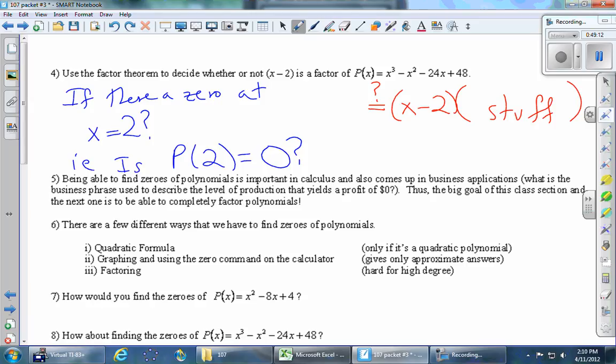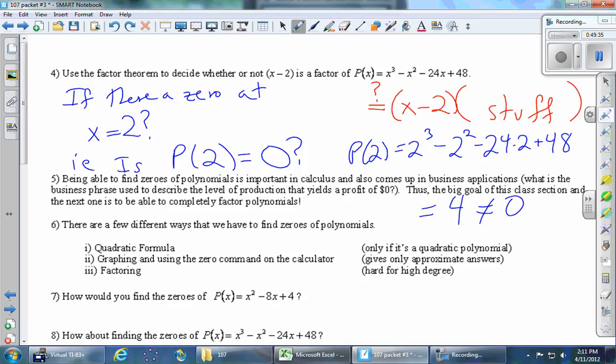Can we just get an answer and then we'll call it a day? So plugging 2 into all that stuff. What's it equal to? It's equal to 4. Was it equal to 0? No. Is x minus 2 a factor? No. Without doing any factoring, we can know it is definitely not a factor. And that's a whole lot easier than what we're going to see with the rest of this stuff on Friday. See you then.